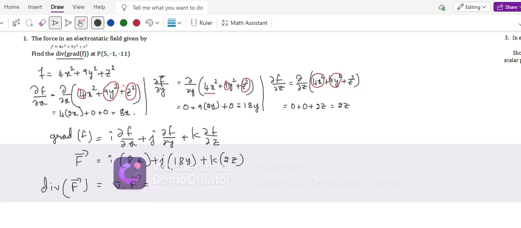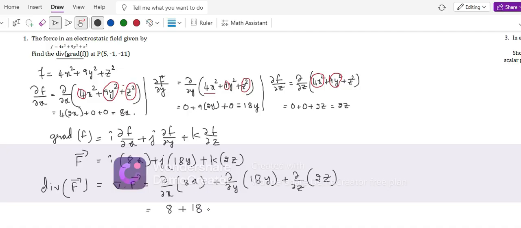So if F equals F1 i plus F2 j plus F3 k, the dot product of grad and F is given by ∂/∂x of the coefficient of i, which is 8x, plus ∂/∂y of the second component, the coefficient of j, plus ∂/∂z of the coefficient of k, right? So here the partial differentiation of 8x is 8, plus the partial differentiation of 18y, which is 18, and the partial differentiation of 2z, which is 2. So it is nothing but 28.